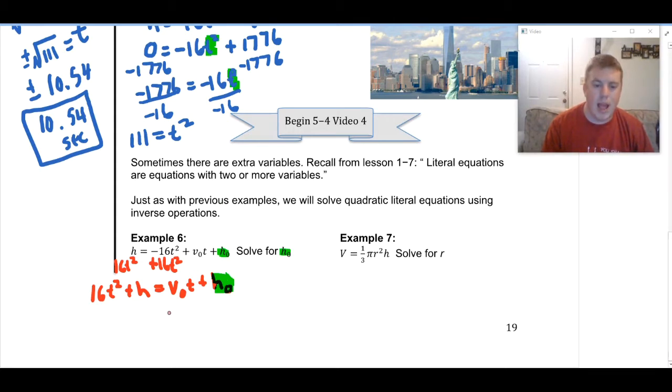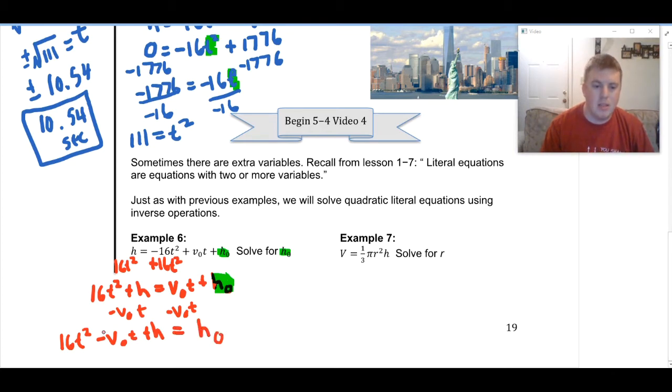I'm going to subtract that v naught t from both sides. And if I look on the left side, I still don't have any like terms, so I will just write these together. 16t squared minus v naught t plus h is going to be equal to h naught.